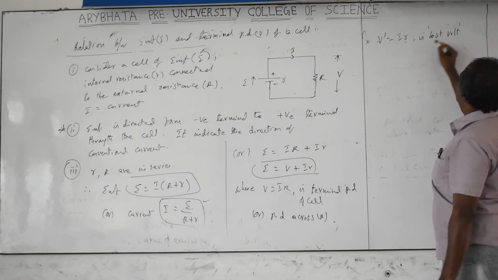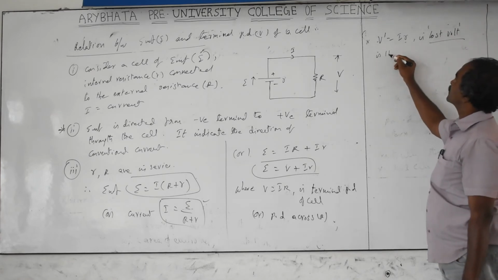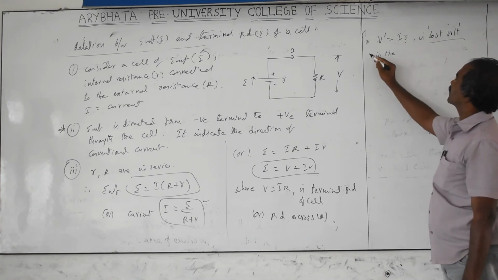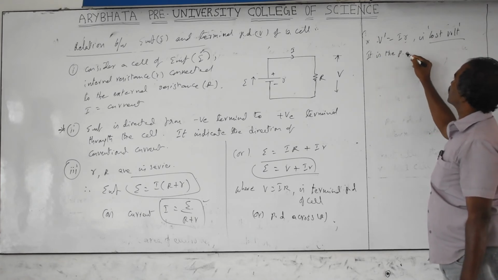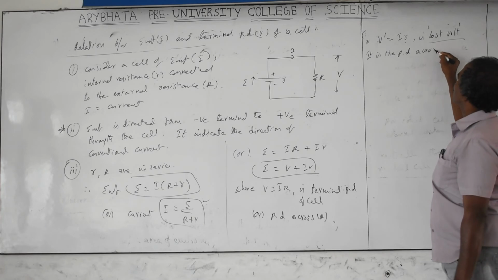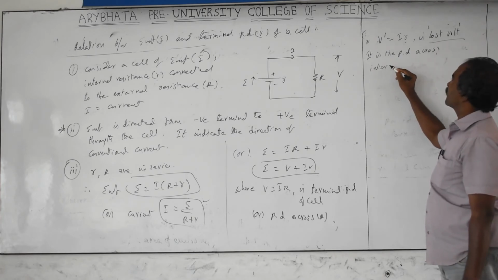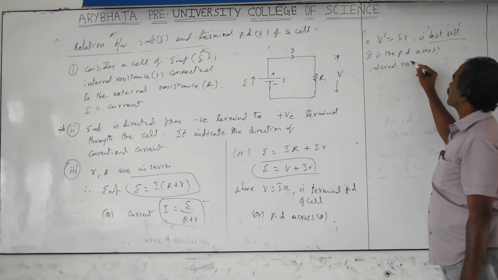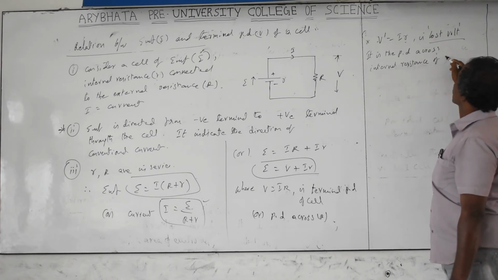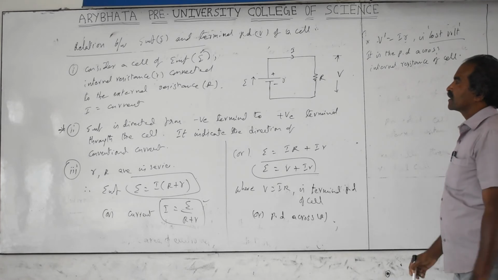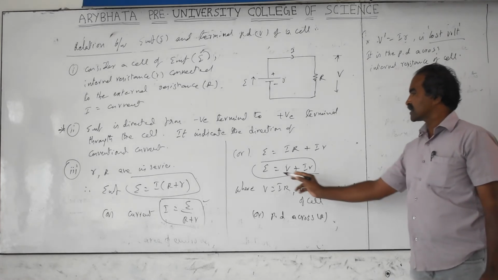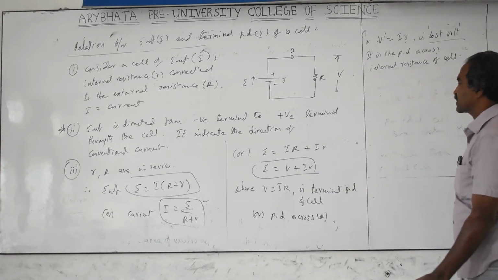Lost volt is the potential difference across the internal resistance of the cell. So that is actually not equal to the terminal voltage. This is the relation. What about the expression for the internal resistance of the cell?